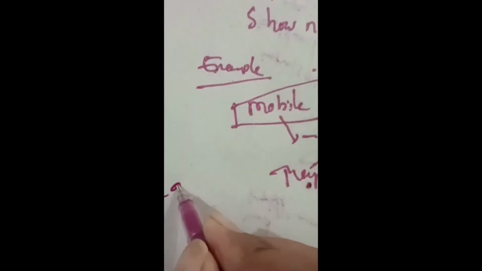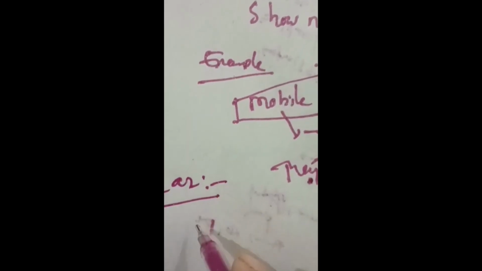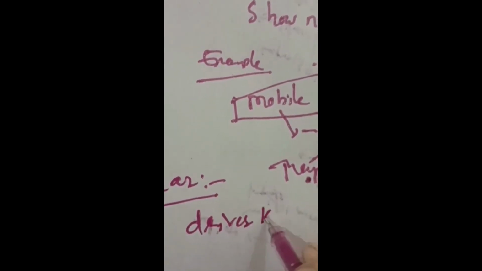Okay, example, car. The driver knows only the driving, they drive the car. The internal parts, all the engine, radiator, clutch, gear, all the things are hidden. This is called the abstraction.